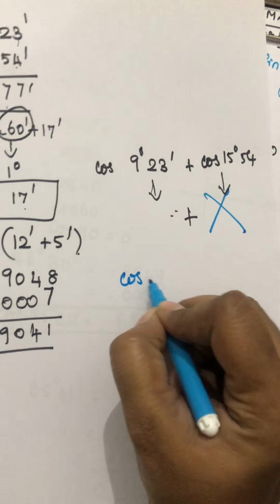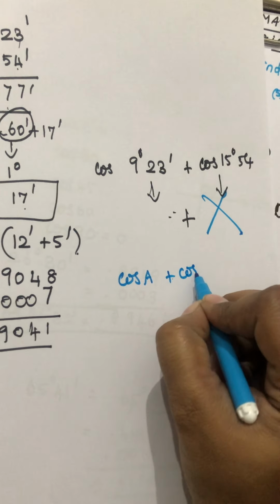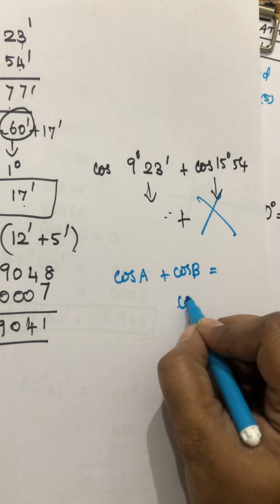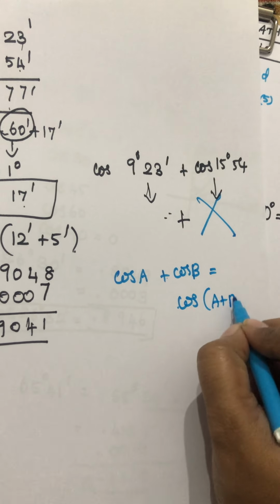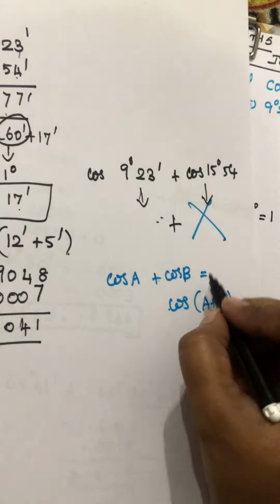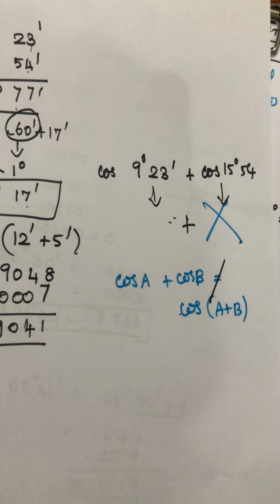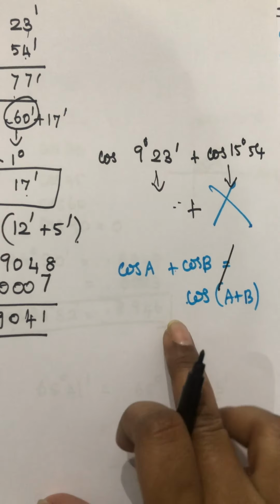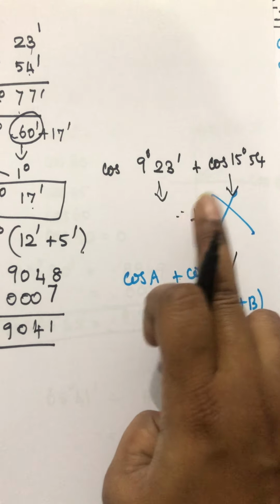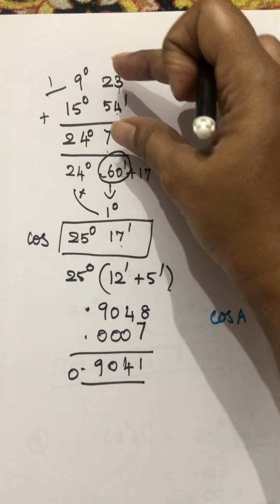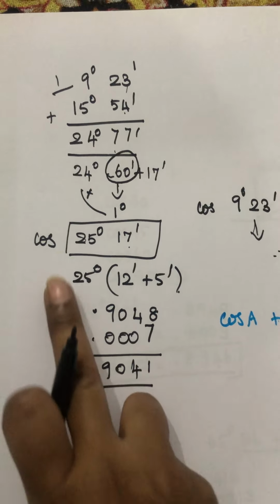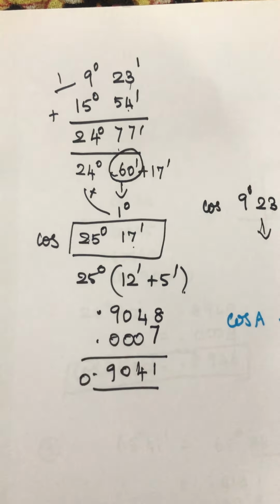What does that mean? Cos A plus cos B is not equal to cos A plus B. You will study more about this in your higher classes, but it is completely wrong. You should not do that. We have to add the degrees first, and then we can find the cos value.